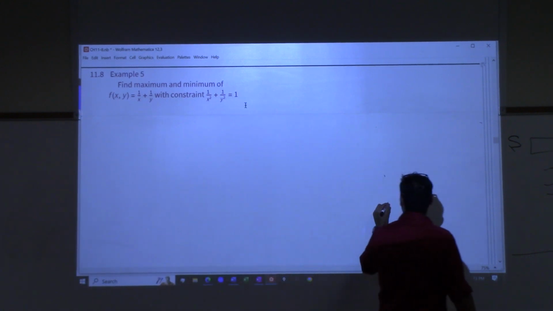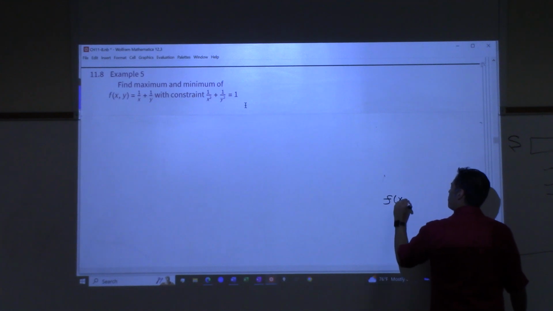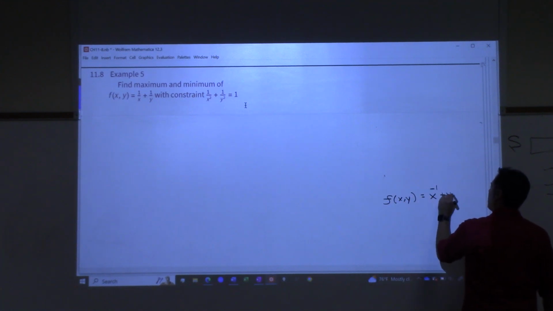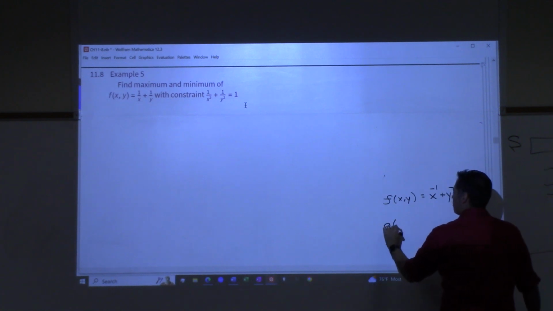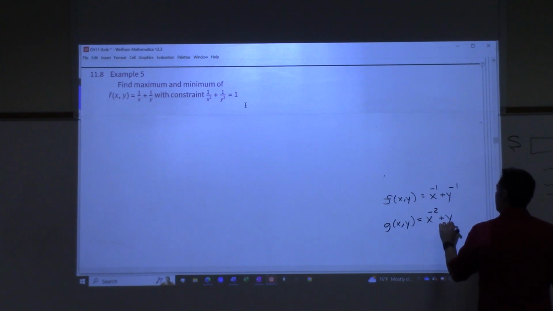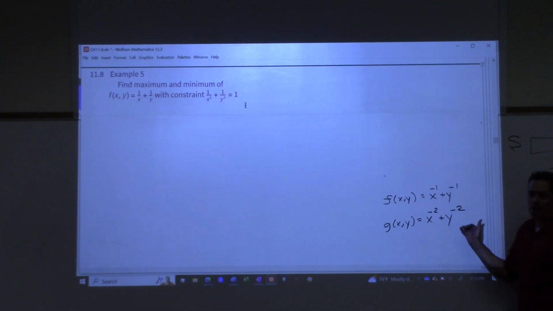Might be helpful, I don't know. Just remember that f of x, y, if you wanted to rewrite that, could be rewritten as x to the negative 1 plus y to the negative 1. And the g of x, y could be rewritten as x to the negative 2 plus y to the negative 2, right? I mean, that's just another way to look at those two, so that when we take derivatives, it might be a little bit easier.